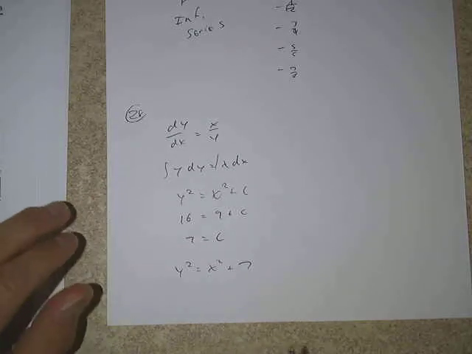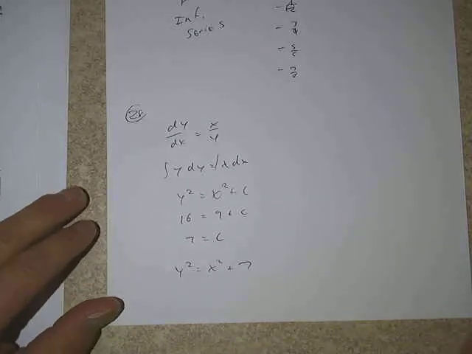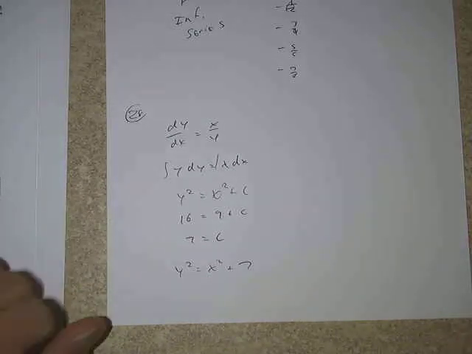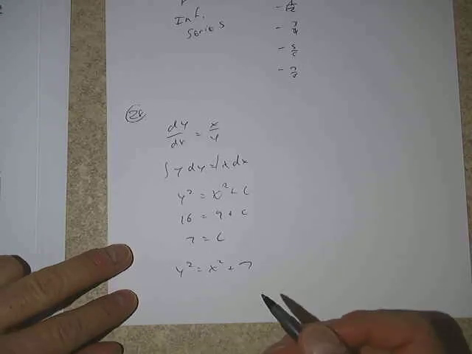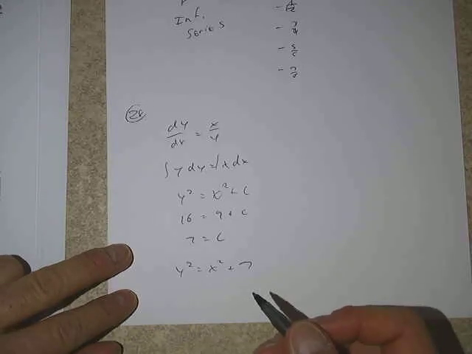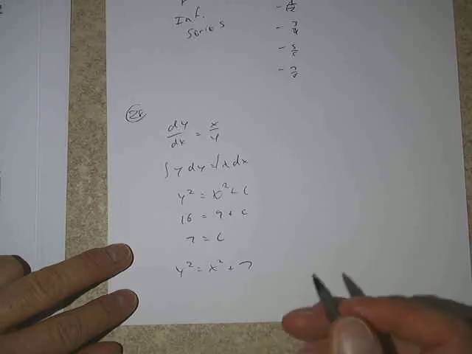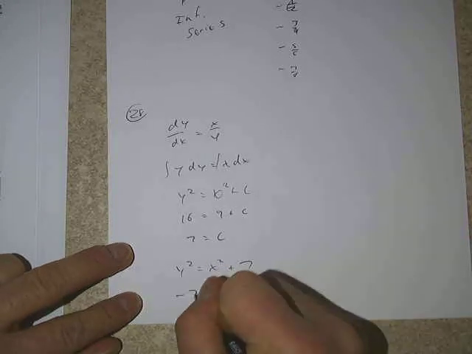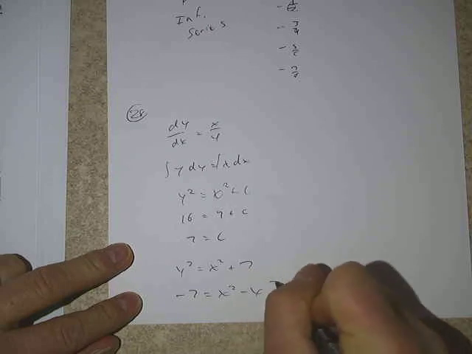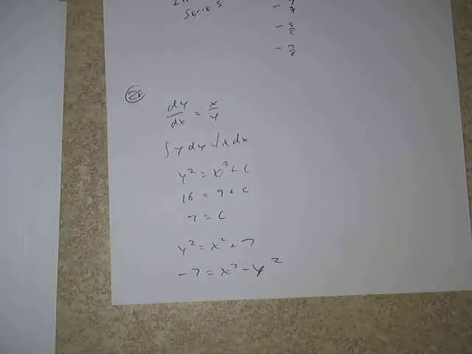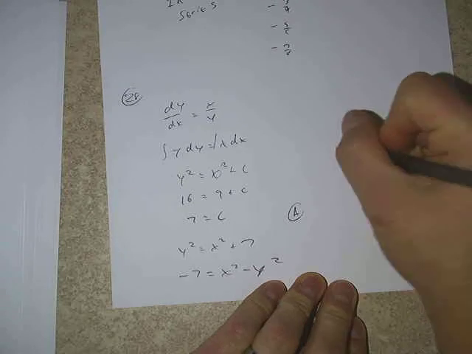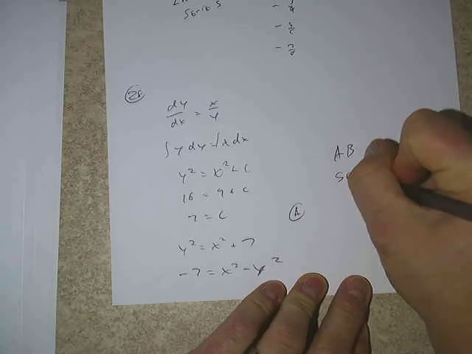And ultimately, I guess that's it. Just to make sure we got the right form here, though, is there a y squared minus x squared option? I guess that would be a, wouldn't it? You could bring the -7 over here and bring the y squared over here. So that would be an AB problem, just a separable differential equation.